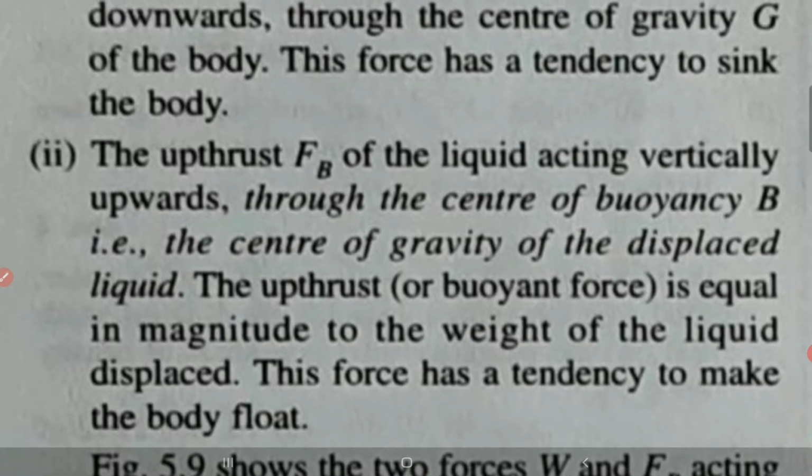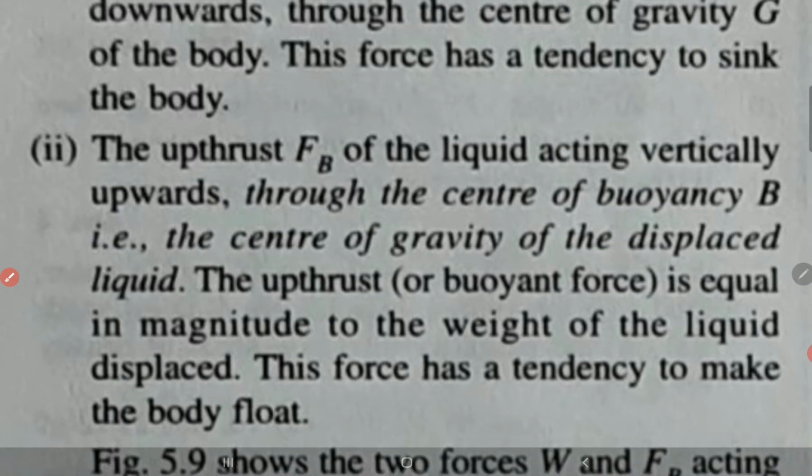Okay, all of this that I have read just now, we have already completed when we started the chapter. Now as you all know, the center of buoyancy is the center of gravity of the displaced liquid, right? We have already discussed this point also. The upthrust or the buoyant force is equal in magnitude to the weight of the liquid displaced. In fact, we had a mathematical proof for this also, that is V rho g. This force has a tendency to make the body float. Obviously the upthrust is acting upwards, so it has the tendency to make the body float.